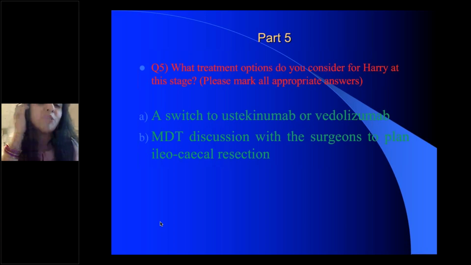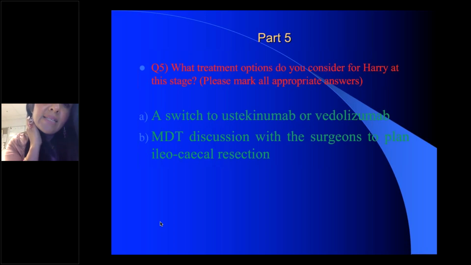And we are pediatricians. We always like MDT discussions. So great, you've all gone for B. I love it. But actually, A is right as well. So a switch to ustekinumab or vedolizumab is right because he has moderate to severe Crohn's. He's failed anti-TNF. And actually, he's got a presence of a stricture in view of the disease location. You could actually try ustekinumab, and that's the one that I would probably do.